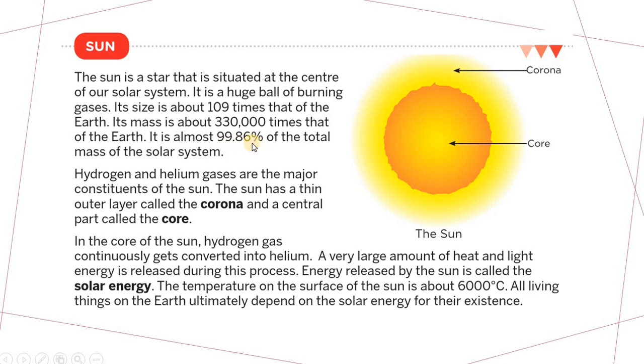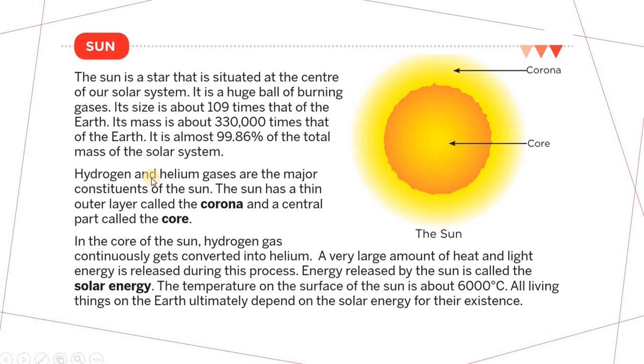It is almost 99.86% of the total mass of the solar system. So if you see, it is so heavy that almost 99% of the entire solar system's weight is concentrated in the sun. The remaining small percent is the rest of the mass. So you imagine now, Earth's weight plus all the other 8 planets together, all the asteroids, all of these together also form just 0.14% of the total weight of the solar system.